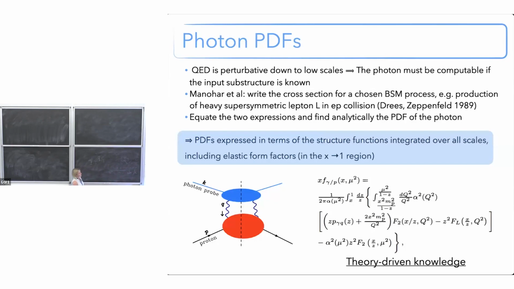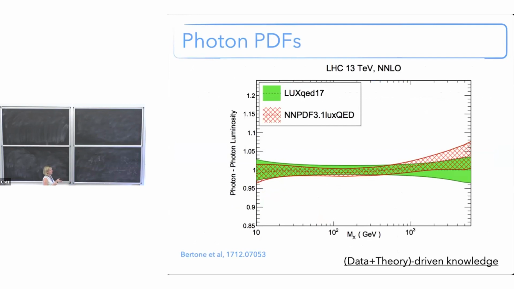Including the elastic form factors, which are in the elastic region. Anyway, whatever. So this is a formula, you put in what you know. At that point, you don't need a fit of PDFs to extract the photon PDF. You just need the experimental uncertainty of these two functions in the known region. And indeed, you can see that the photon luminosity now has a 1% uncertainty.